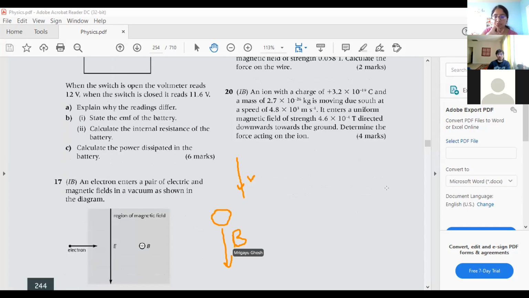The speed, so V and B are at 90 degrees. Wait, if they're both... Oh, I'm sorry. I got confused with due south and moving towards the ground. Yeah. Okay. There, yeah, my bad. So how do we want to draw this?